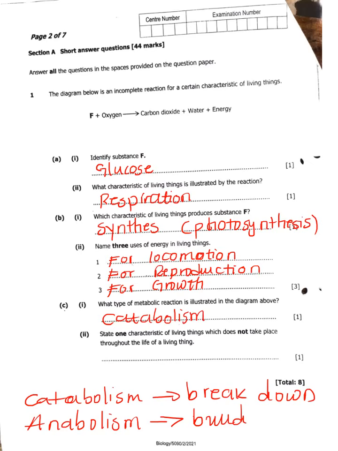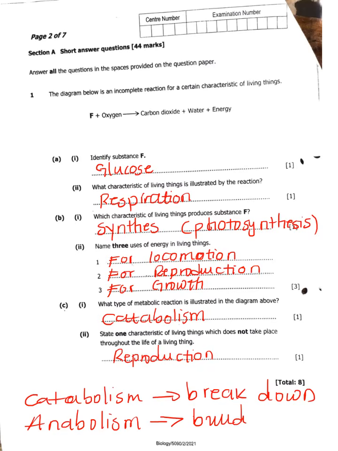Now we can move on to C, Roman number 2. State 1 characteristic of living things which does not take place throughout the life of a living thing. So here we have reproduction. So reproduction has a certain stage where it ends. Like for human beings, especially in women, it ends at the age of 45 to 50. That's the approximate, or that's the average age where most women stop reproducing.